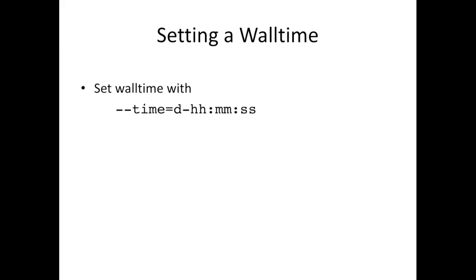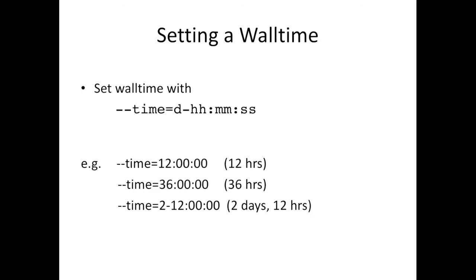You can also set a specific wall time by using the --time= option to either sbatch or swarm with the syntax shown, where D stands for days, H for hours, M for minutes, and S for seconds. And here are 3 examples of times being set for 12 hours, 36 hours, and 2 days, 12 hours.